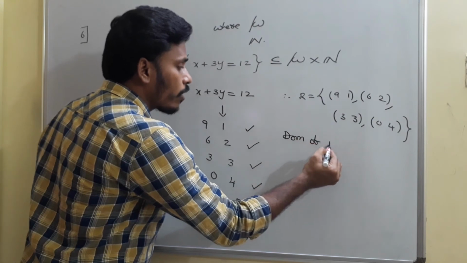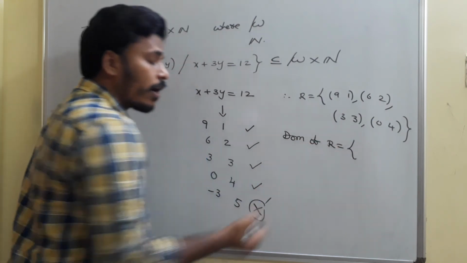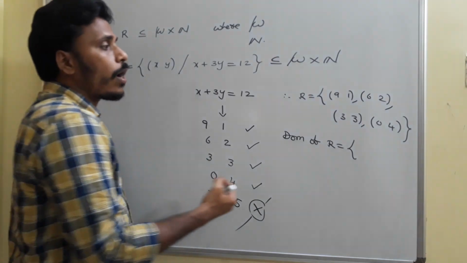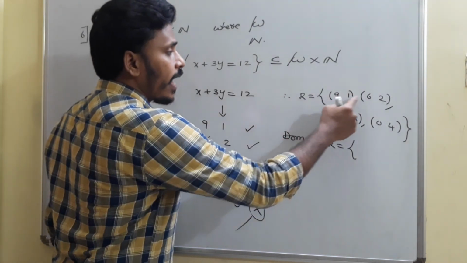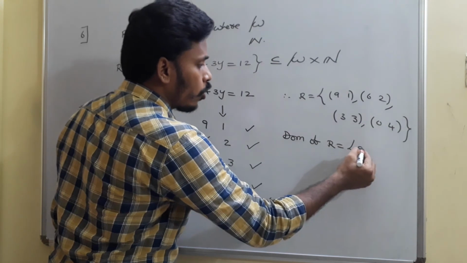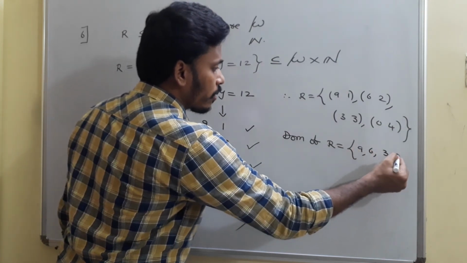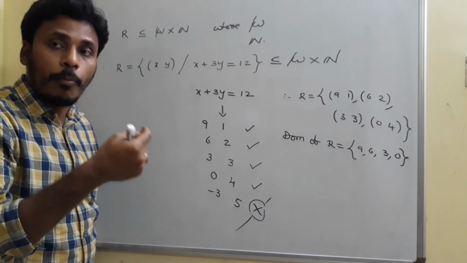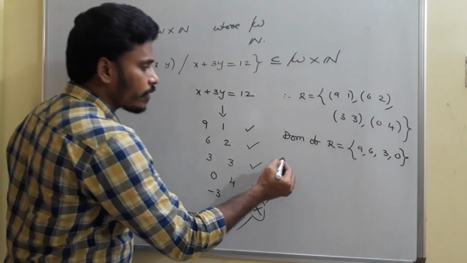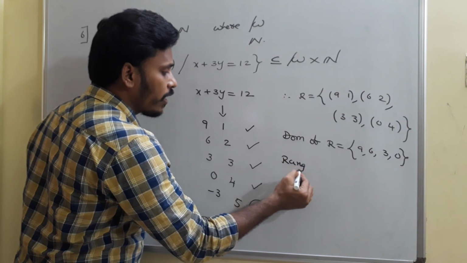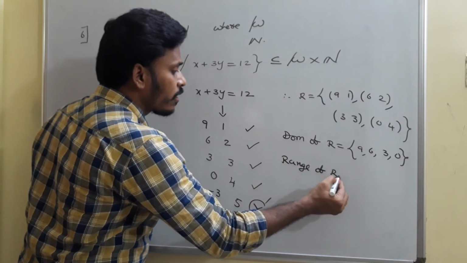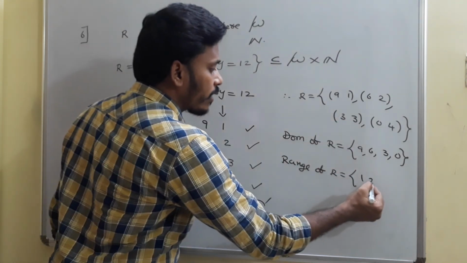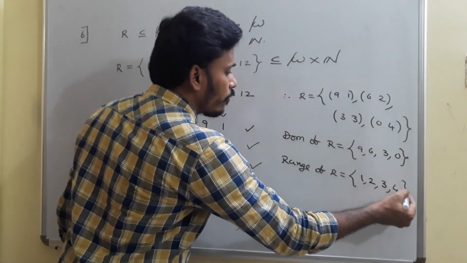What can we say about the domain of the relation? For the domain, you need to collect the first elements from the ordered pairs. So what are the first elements from the ordered pairs? 9, 6, 3, 0. So the domain of this particular relation is 9, 6, 3, 0. You need to identify the name domain and just keep that in mind. The next thing is the range of the relation. Range means think about the second elements. And what are the second elements? They are simply 1, 2, 3, 4.